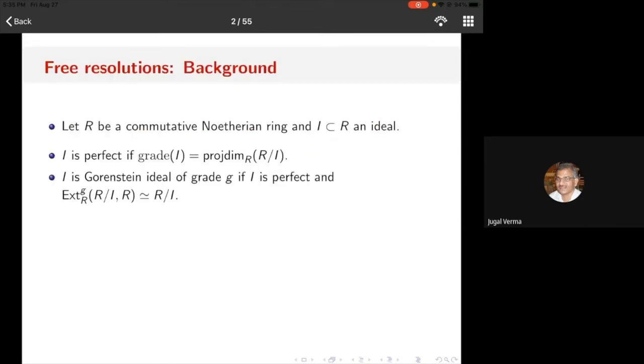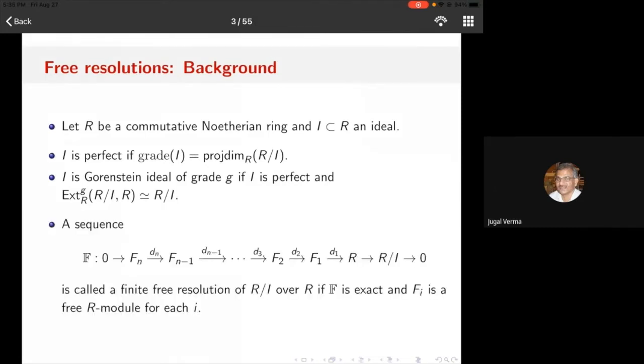Before getting into the theorems and results, I define the notations used throughout the talk. Here R is always assumed to be a commutative Noetherian ring, and I is an ideal. We say the ideal I is perfect if the grade of I is the same as the projective dimension of R mod I over R. I is a Gorenstein ideal of grade g if I is perfect, and the gth Ext of R mod I comma R is cyclic as an R mod I module.